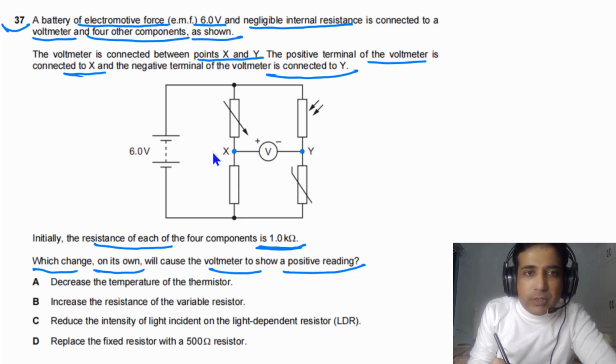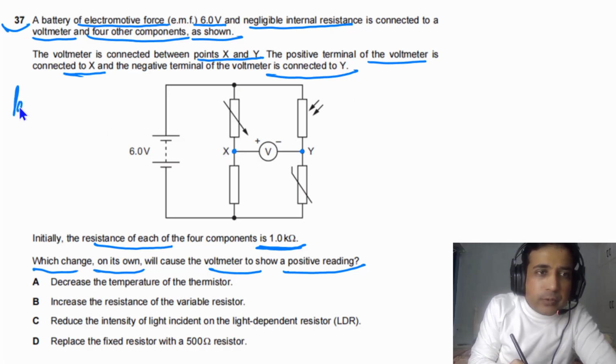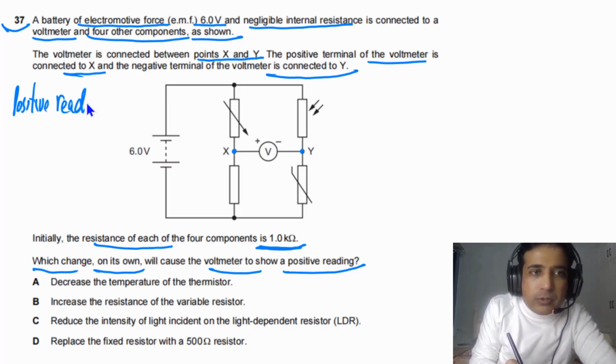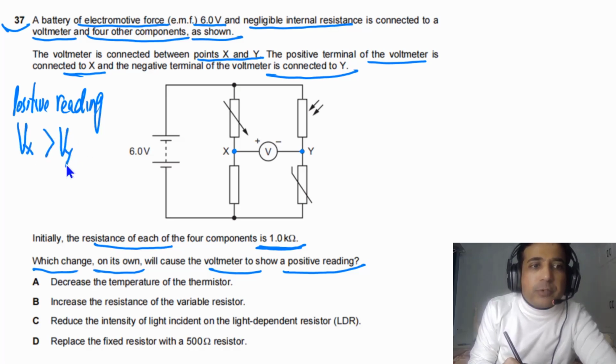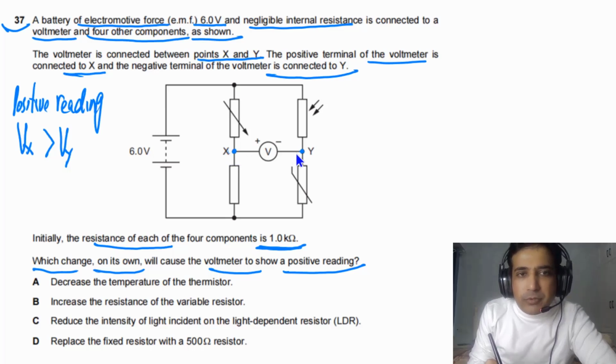So the first thing we can see in this case, for a positive reading on the voltmeter, Vx has to be greater than Vy. So this is the first thing you can understand. This reading has to be greater than this one. It means the potential at this point has to be greater than the potential at this point.